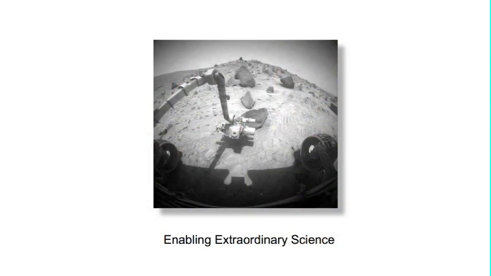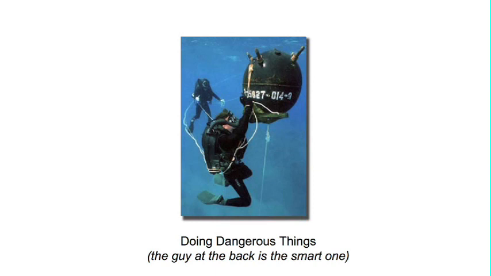It enables extraordinary science. So this is Spirit and Opportunity, the NASA rovers, which are doing geology on the surface of another planet where no human has ever been. And they're doing it partly because they have computer vision capabilities that allow them to operate without having a human directly control their movements. It also allows us to do dangerous things. So this person is disarming a sea mine. He should not be doing this. No human should ever do this task. So we're going to build machines that do these things for us.